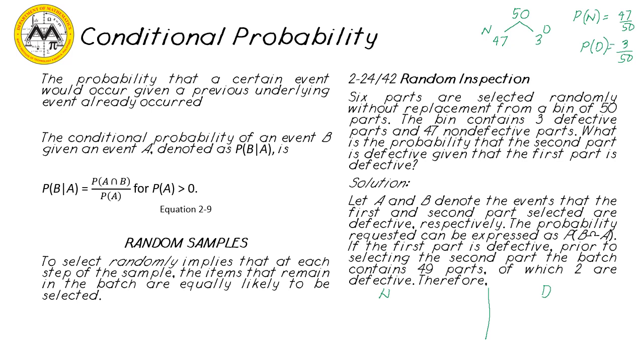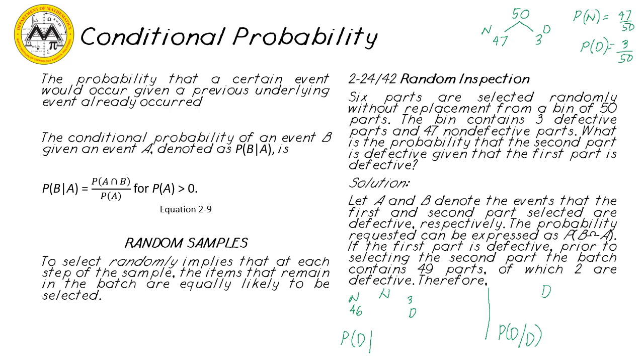If the first item selected is non-defective, we now have 46 items which are non-defective, and there are still 3 which are defective. So what is the probability that the second part is defective, given that the first is defective? So the probability of getting defective given defective.